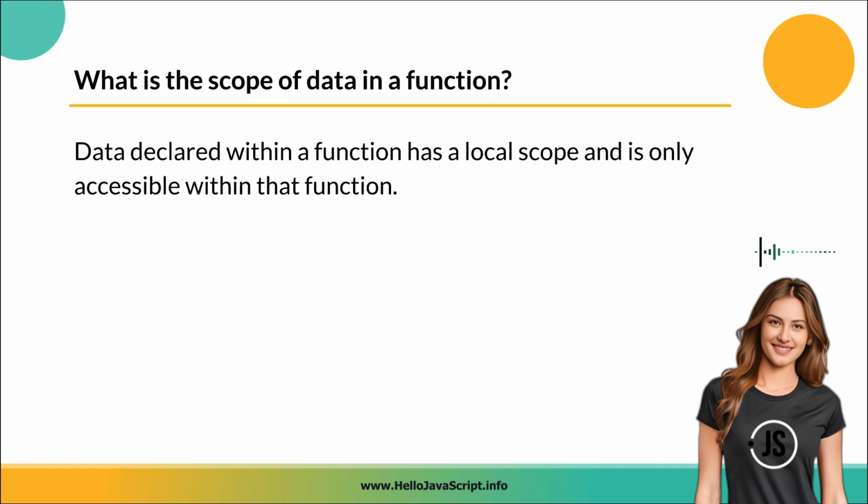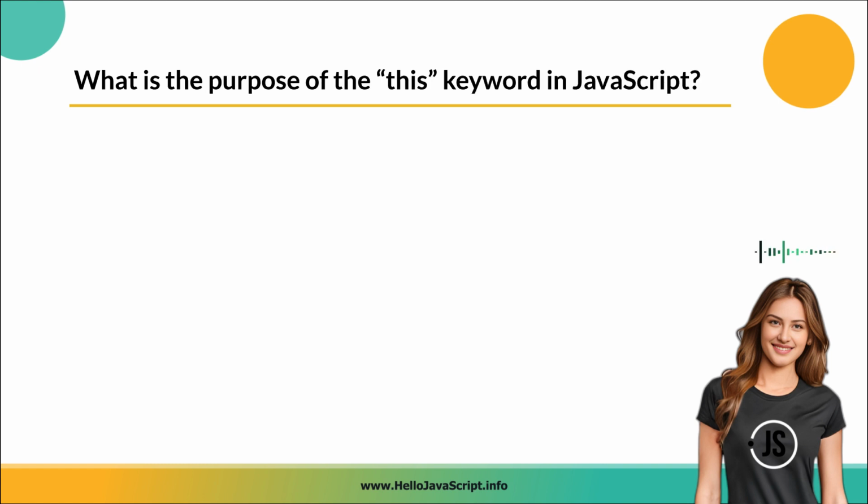This is the correct way to answer this question. Data declared within a function has a local scope and is only accessible within that function. Now, for the final question. What is the purpose of the this keyword in JavaScript?